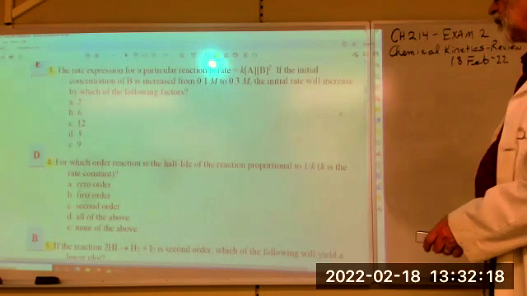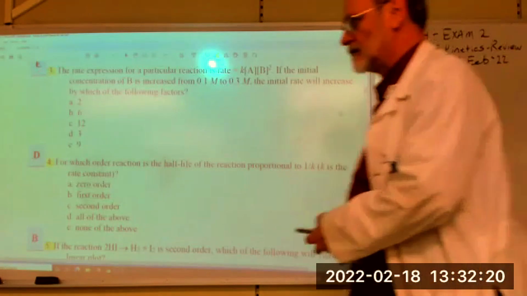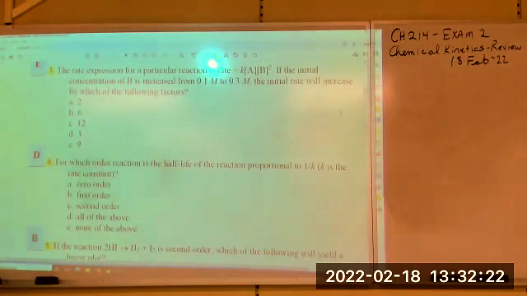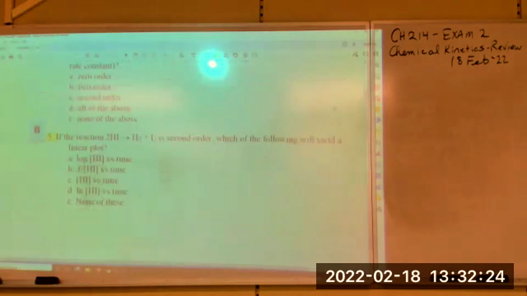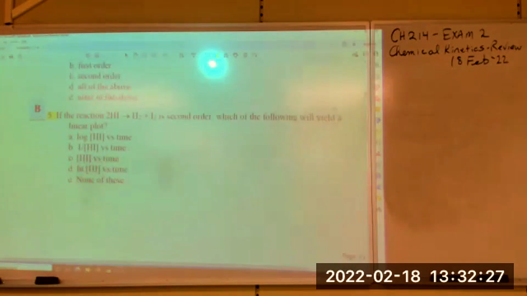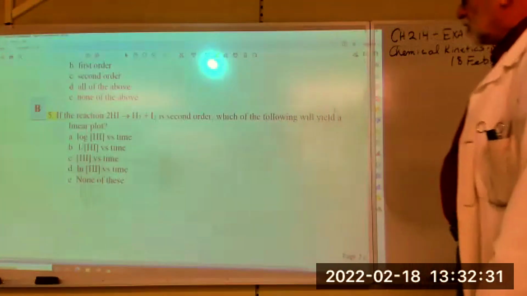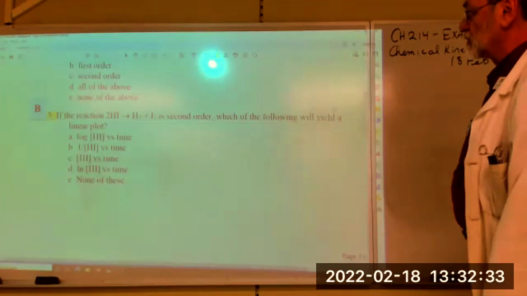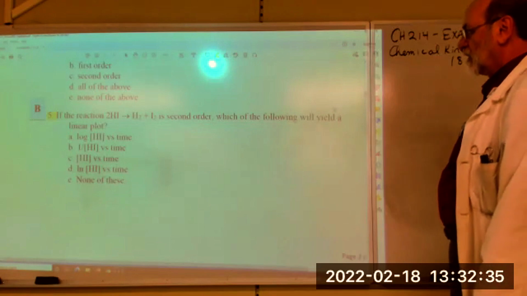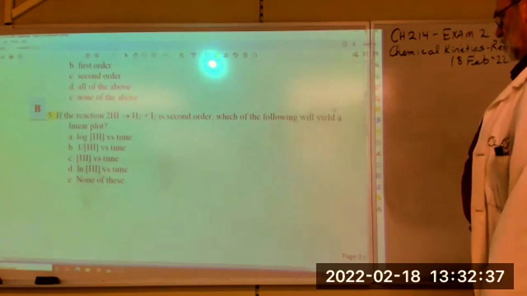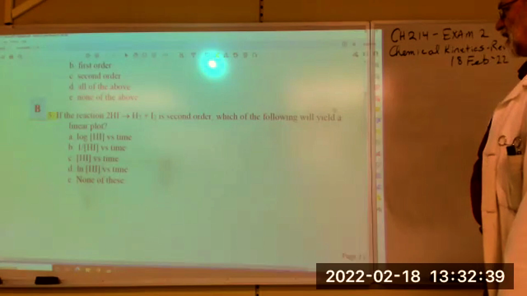Let's see. 4? No, we did 4. 5. Scroll up some. Okay. If the reaction 2 hydrogen iodide yields hydrogen plus iodine is second order, which of the following will yield a linear plot?